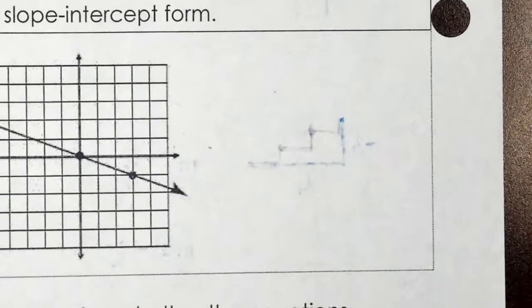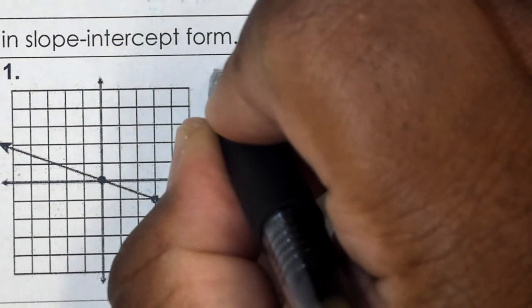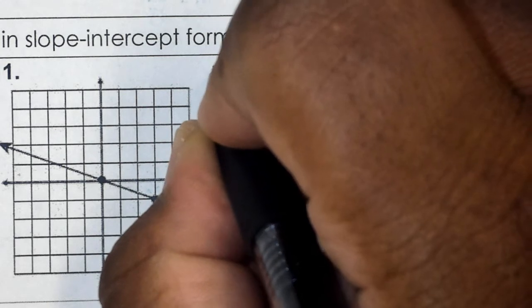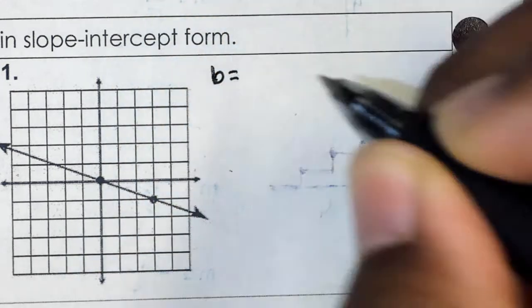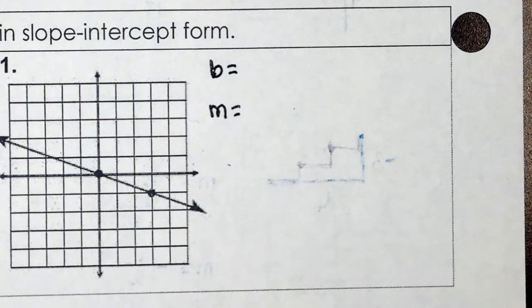Number 11. That's for y'all. Find B. And then find M. Find B and M, and I'll help you write the equation. Let them do it first.